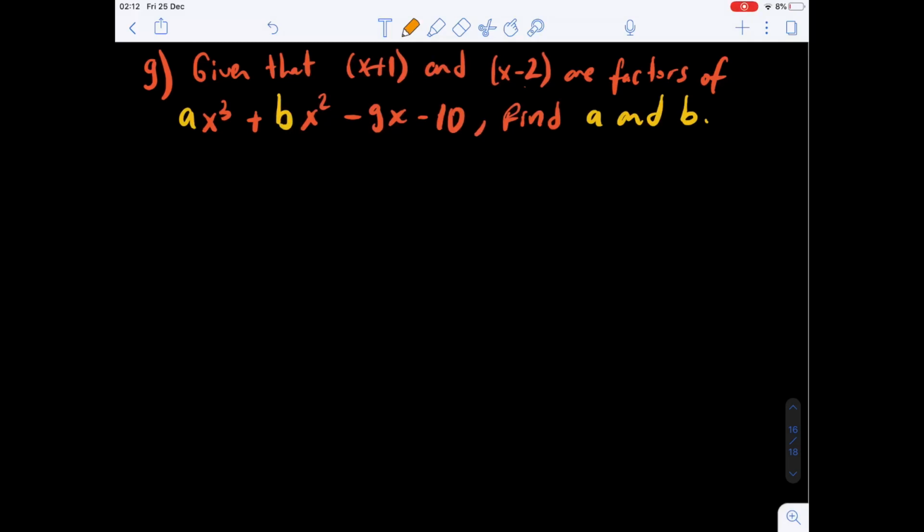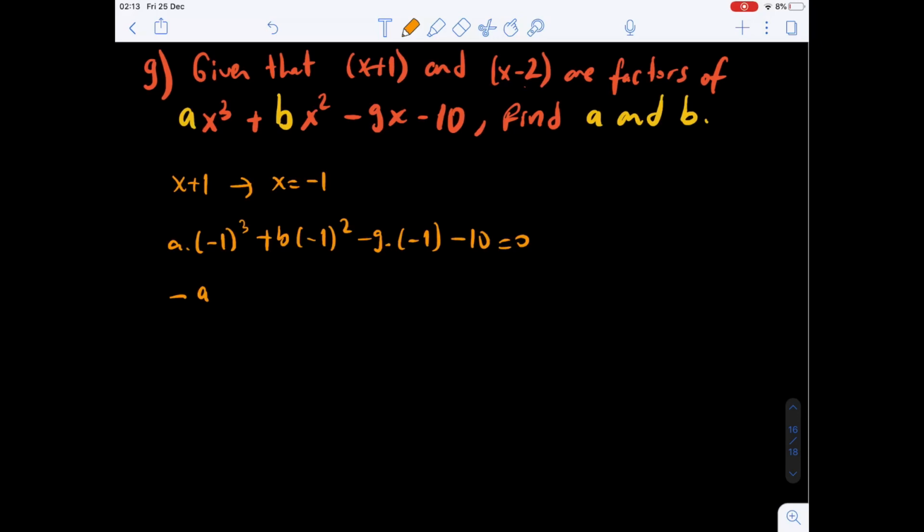Question 9, given that x plus 1 and x minus 2 are factors of the polynomial. We'll follow the same steps. If x plus 1 is a factor, then when you replace x with negative 1, let's replace: a times negative 1 cubed plus b times negative 1 squared minus 9 times negative 1 minus 10 equals 0. So the first equation is negative a plus b plus 9 minus 10 equals 0. So b minus a equals 1. This is the first equation.